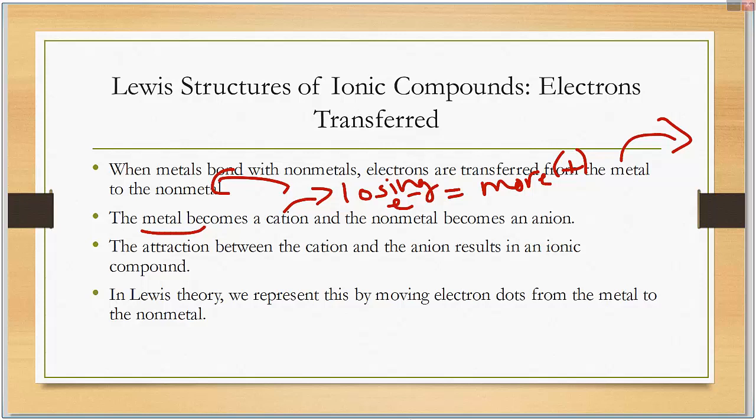Anions gain electrons, so therefore they're going to be negative. So cations are positive, anions are negative. The attraction between the cation and the anion results in an ionic compound. In the Lewis theory, we represent this by moving electron dots from the metal to the nonmetal.